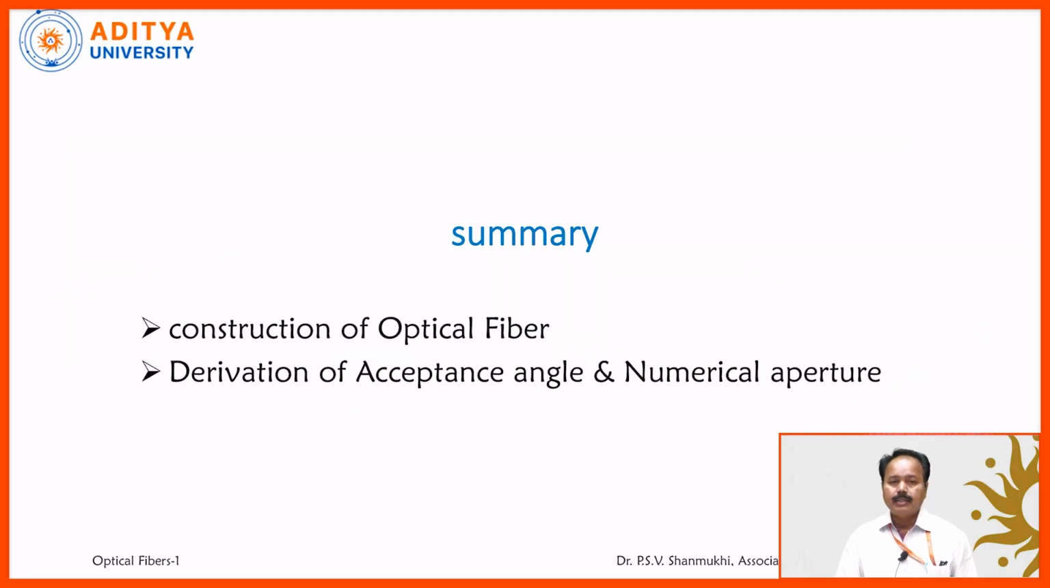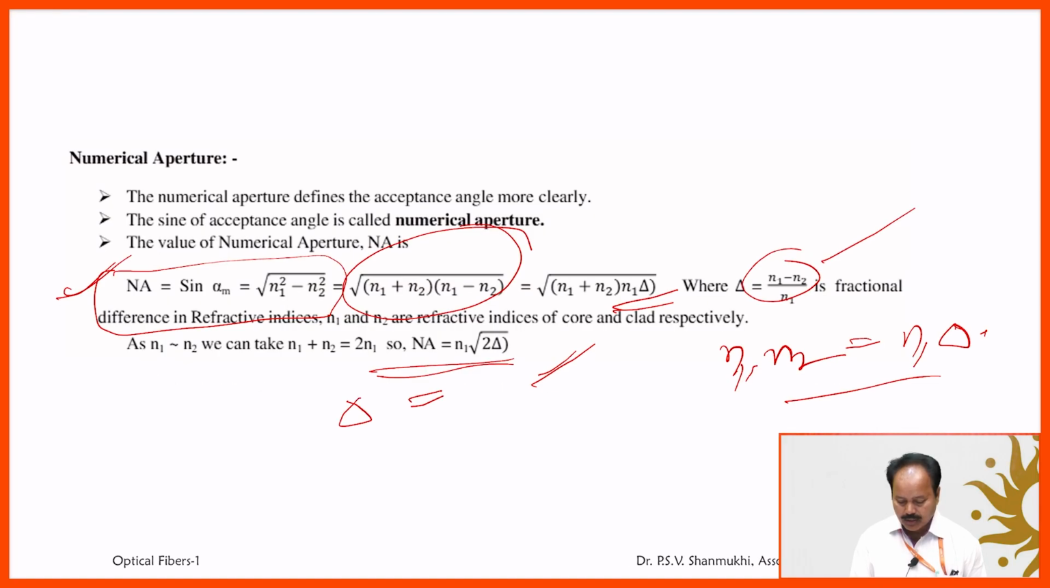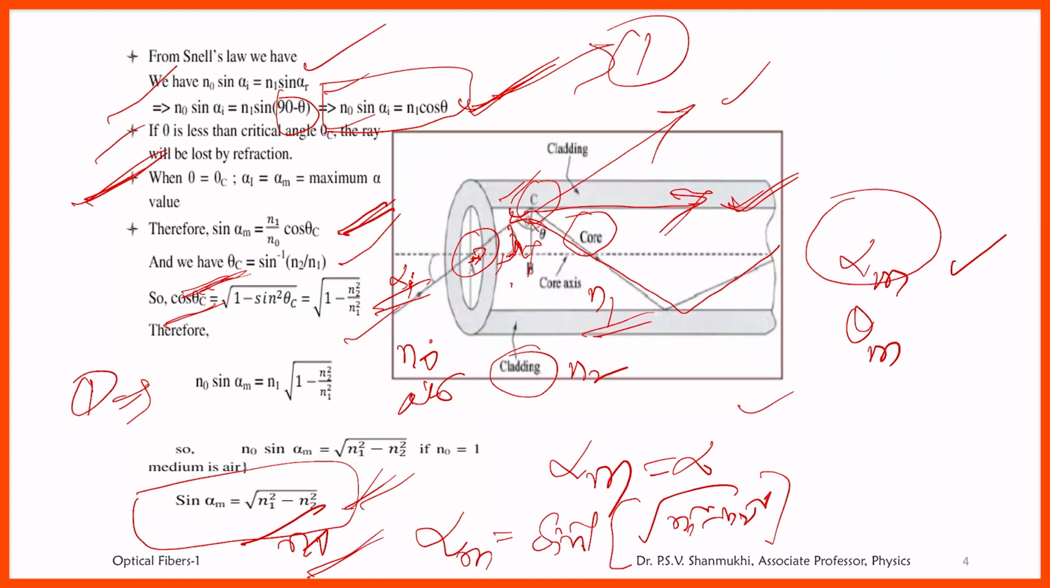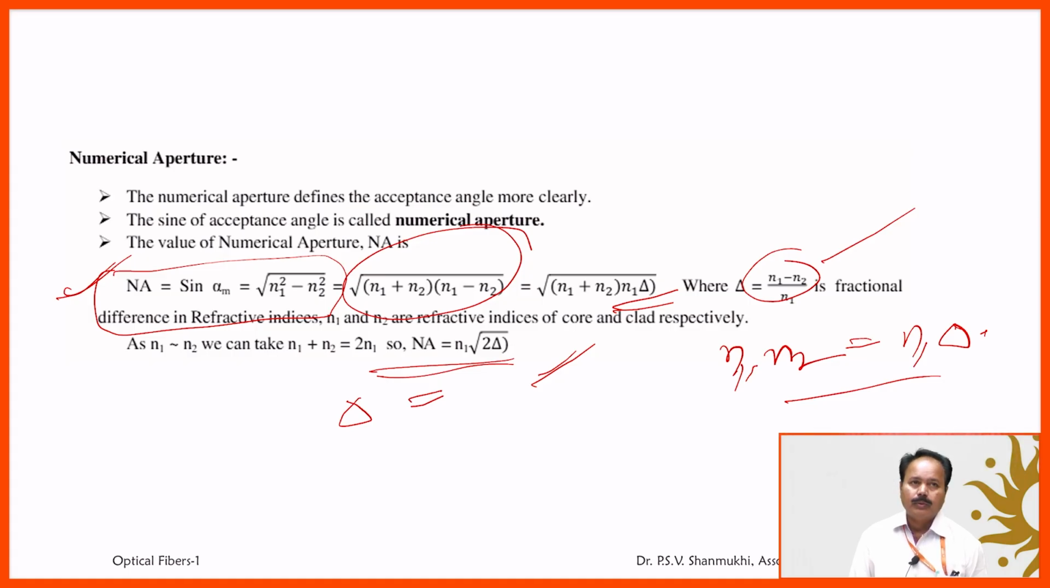Actually, in this topic, what we have discussed is the construction of an optical fiber, the major parts of an optical fiber: core, cladding, outer sheet, buffer, etc. What is the condition for the propagation of light? That is total internal reflection. Afterwards, what should be the maximum angle for the propagation of light, that is the acceptance angle. Later on we have discussed the numerical aperture, in terms of the fractional index difference also.